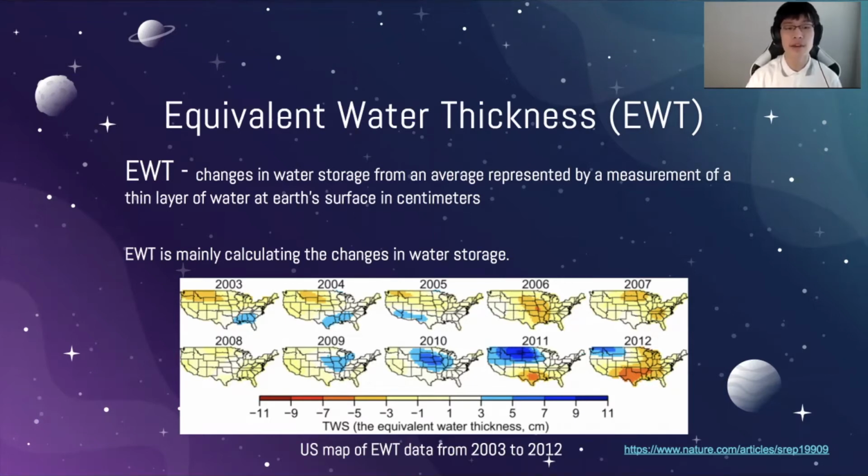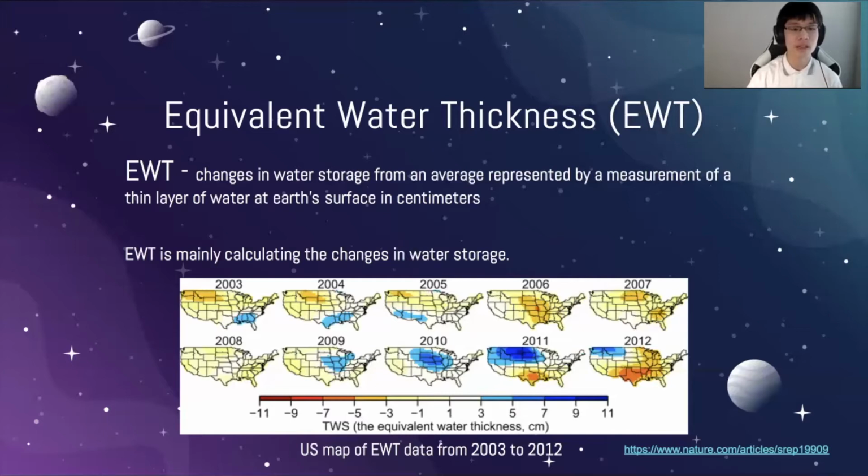EWT calculates the variations in water storage deviated from the average, which is caused by the movement of water throughout Earth, measured as a thin layer of water in centimeters. And to demonstrate what an example of EWT may look like, this image below, which is a US map of EWT data over a 9-year period, represents the changes in water storage from heavy drought in severe red and abundant water storage in deep blue, with respect to the scale from -11 to 11 centimeters.